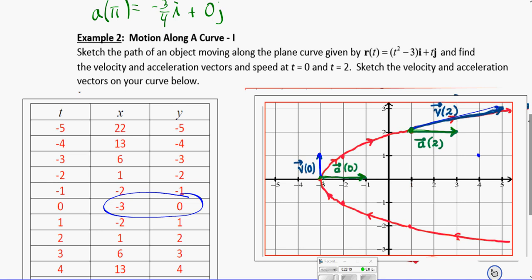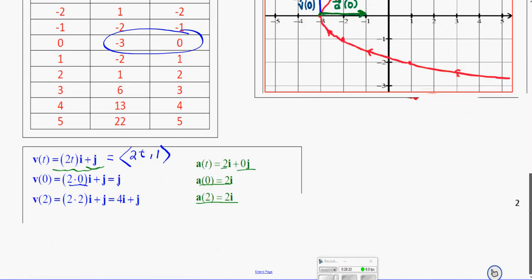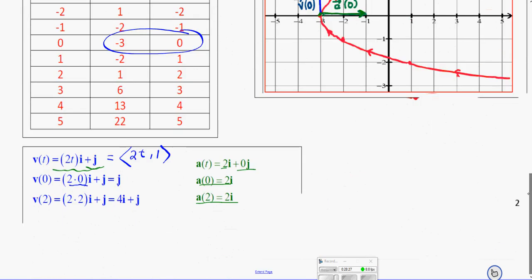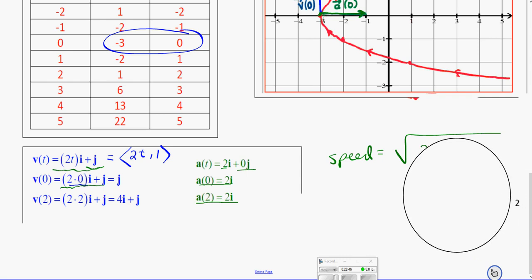The speed. So let's find the speed at time 0. The speed at time 0 is going to be the square root of 2 squared plus 1 squared. So substitute 0. Take the horizontal component of the velocity, which is 0. Take the vertical component, square it, and take the square root. So in other words, the speed is 1.